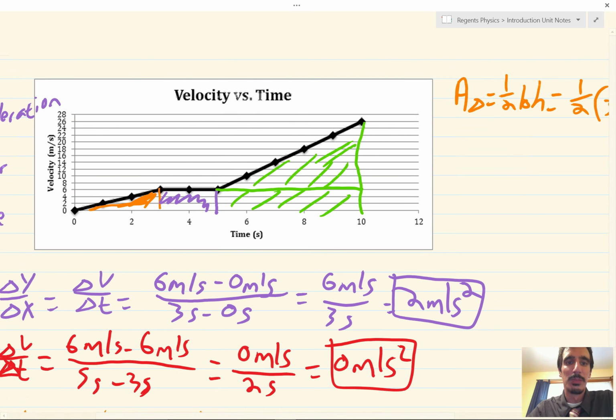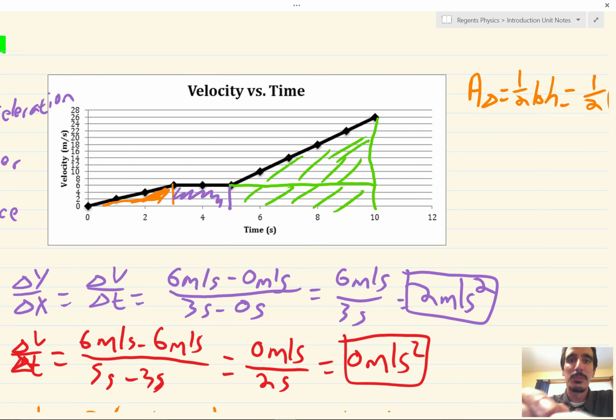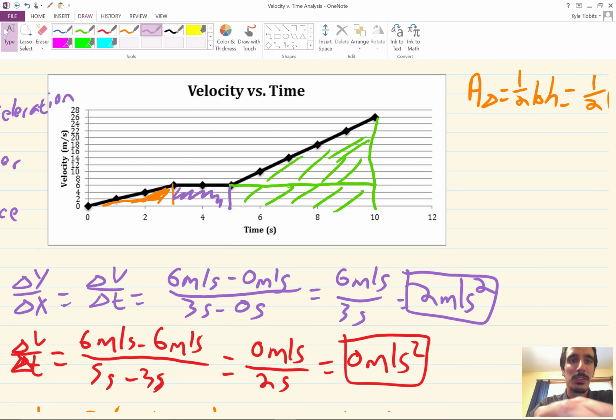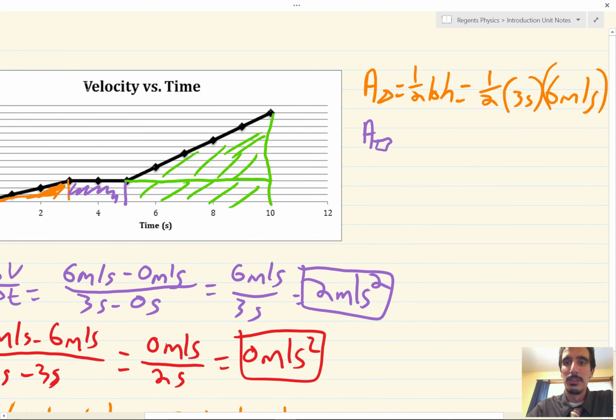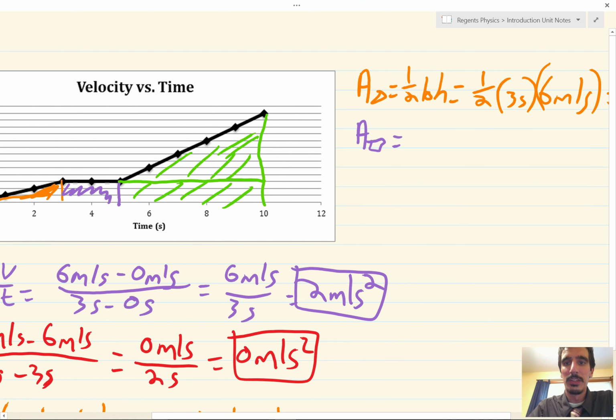Okay, let's look at the purple one. We're going from 3 seconds up to 5 seconds. Area, this time we have a rectangle, so just base times height, or length times width. From 3 to 5, that's 2 seconds. And the height is also still 6 meters per second. 2 times 6 is 12, so 12 meters.